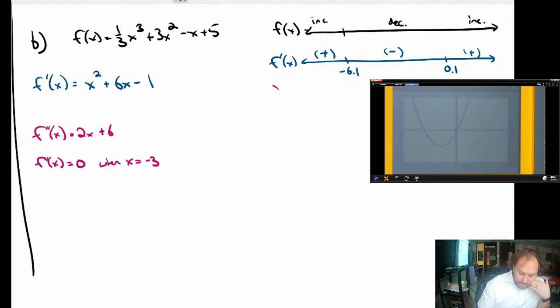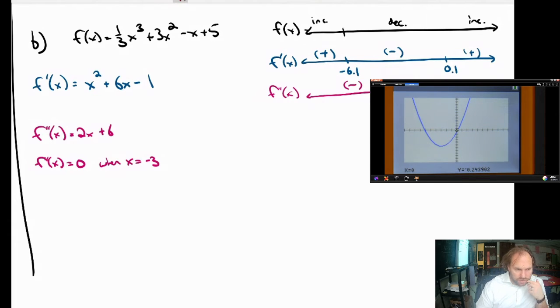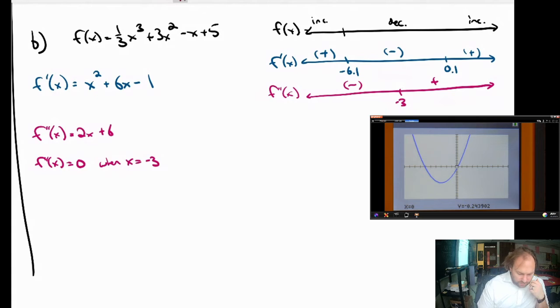So what that means up here is that f double prime of x is going to have a change at negative 3. Before negative 3, it would give us a negative answer because the derivative graph is decreasing. Let's not forget those connections. After negative 3, it becomes positive, because this number would be positive, and also because the derivative graph that we're looking at there is increasing. So a couple different connections there.